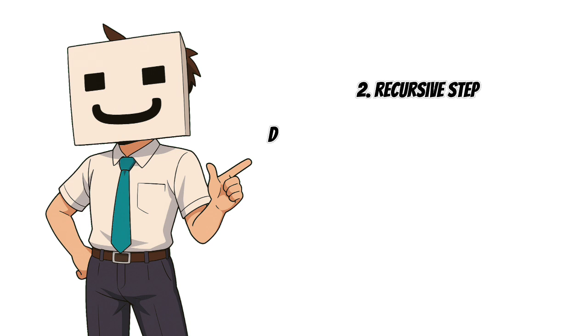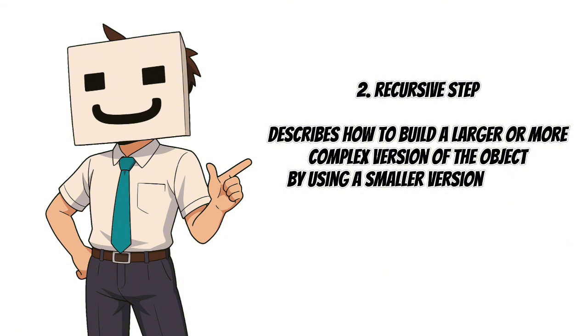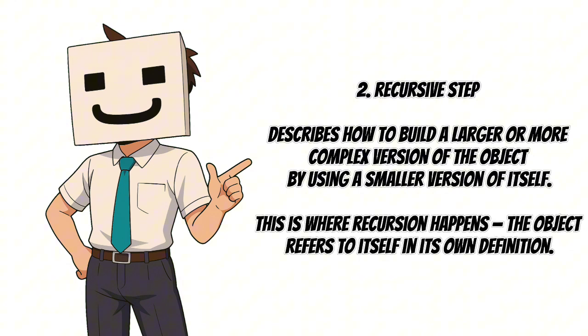2. Recursive step describes how to build a larger or more complex version of the object by using a smaller version of itself. That is where recursion happens. The object refers to itself in its own definition.